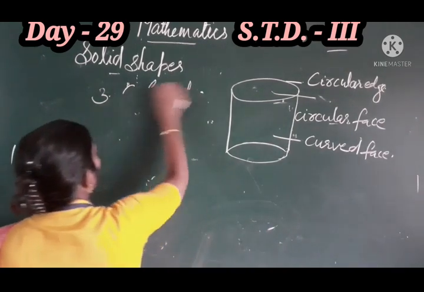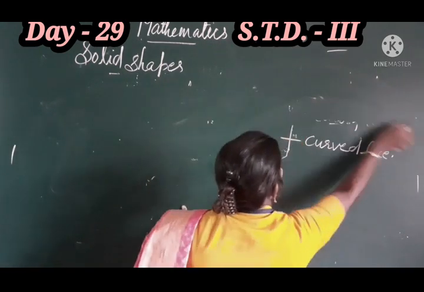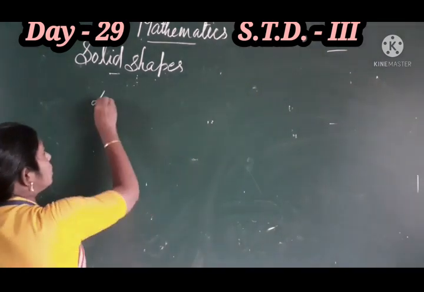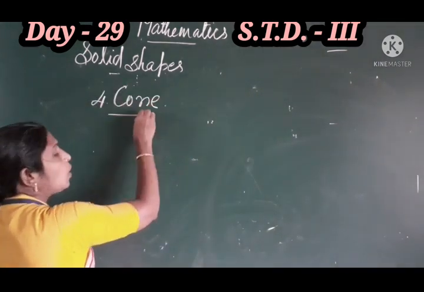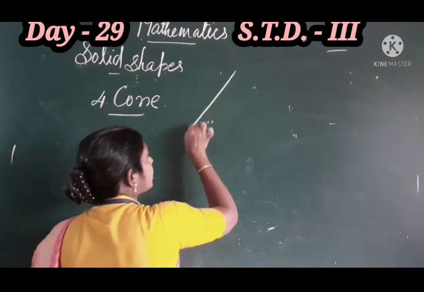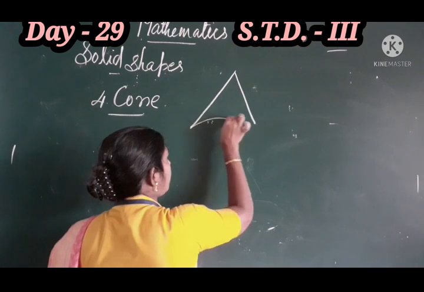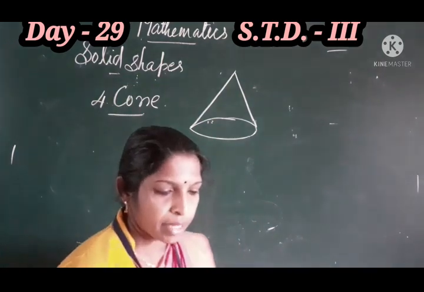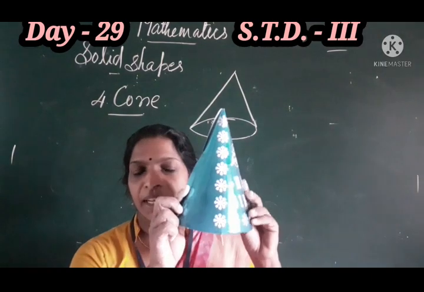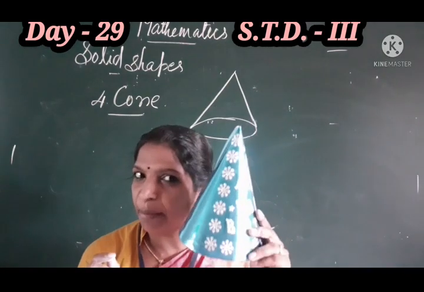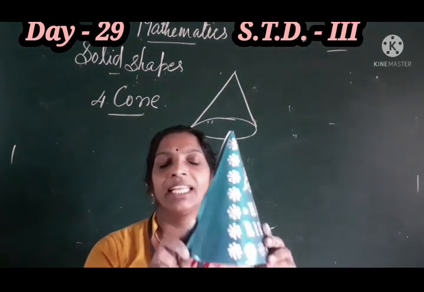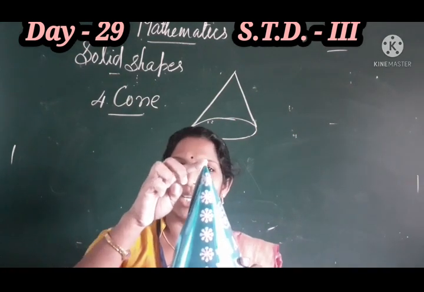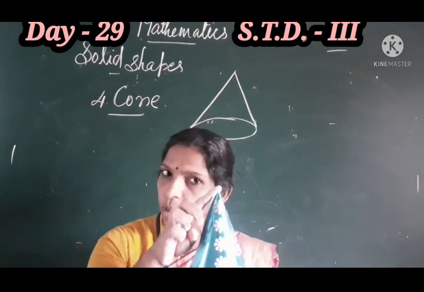Fourth one, the cone. Have you drawn a cone? Ice cream is an example of a cone. A birthday cake, look, is also an example of a cone. In the cone, this is the vertex. Only one vertex, one corner.